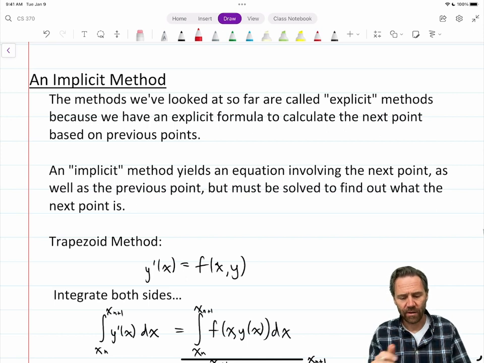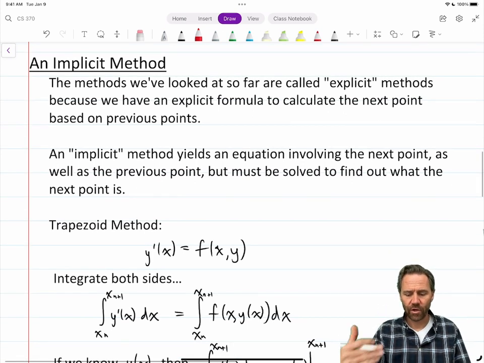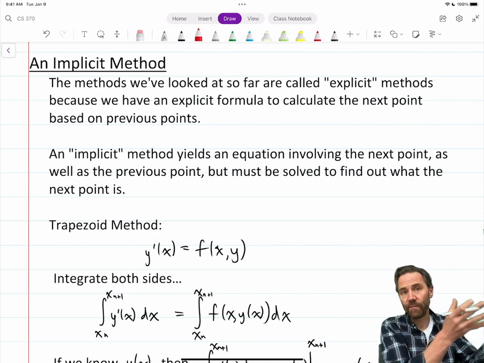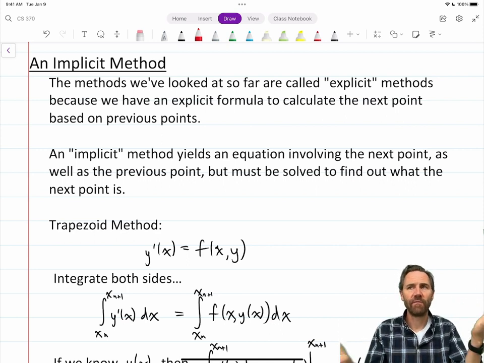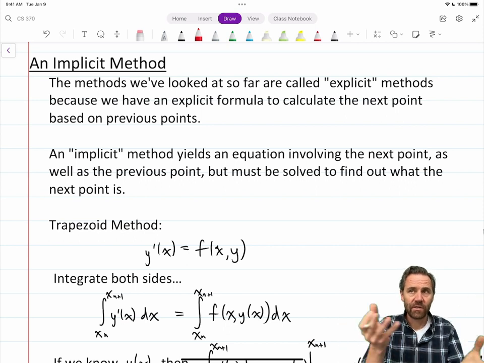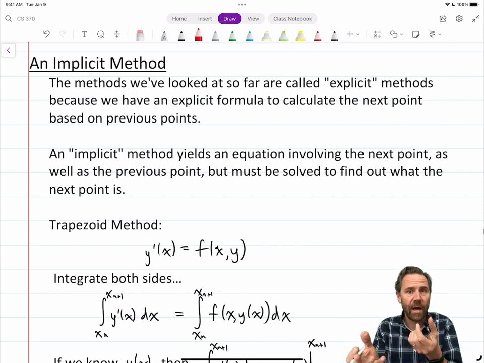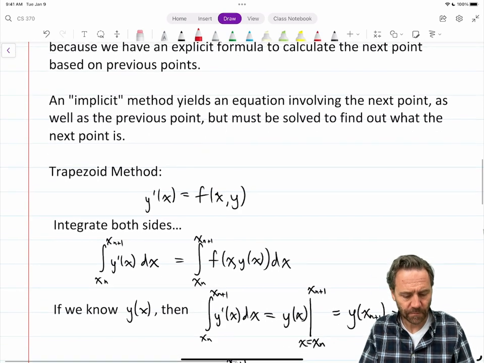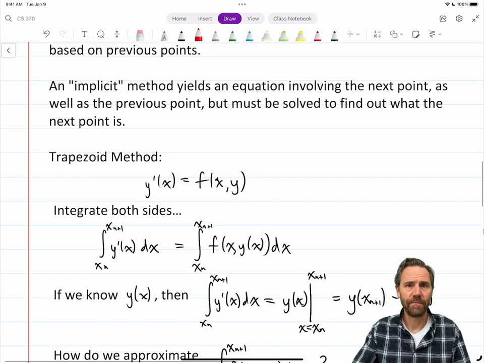An implicit method yields an equation involving the next point as well as the previous point, but it must be solved to find out what the next point is. So it's not next point equals some formula. It's some equation that involves the previous point and the next point, and we have to solve for y sub n plus 1 in order to figure out what the next state should be. So I'll show you an example of that. It's called the trapezoid method.